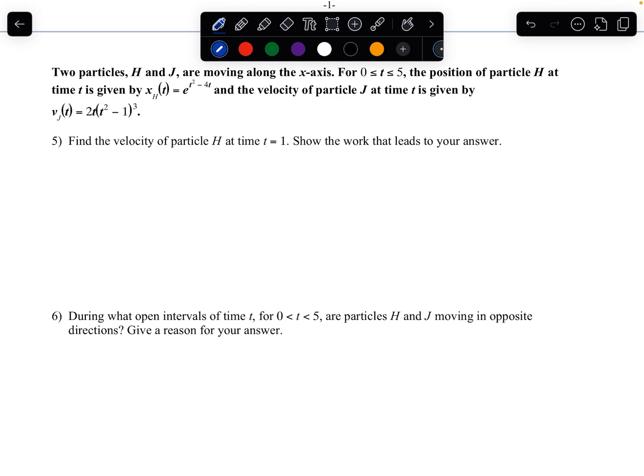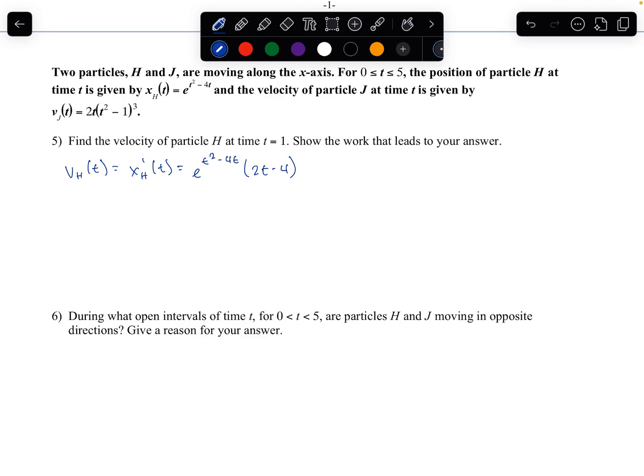So we have two particles, h and j, and they're moving along a straight line, the x-axis. For 0 to 5, the position of particle h at time t is given here. So this is the position function. And the velocity of particle j is given here. Find the velocity of particle h. So I would know that the velocity of particle h would be equal to the derivative of the position of h, which would be equal to e to the t squared minus 4t times 2t minus 4.